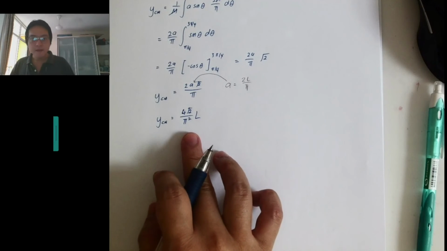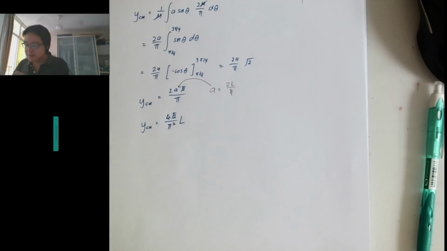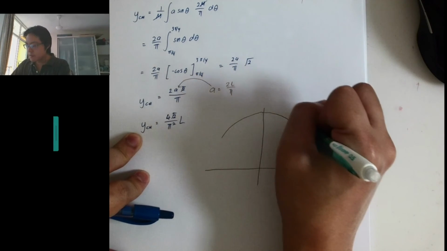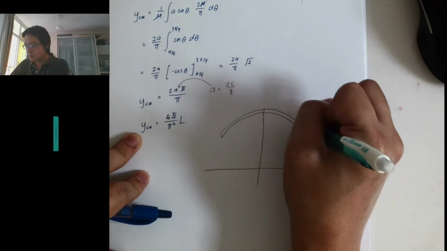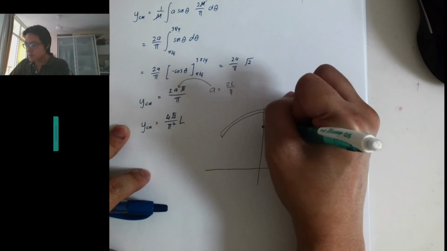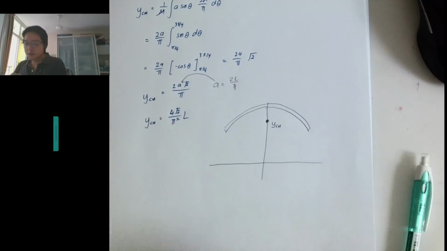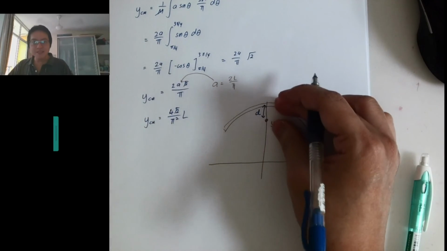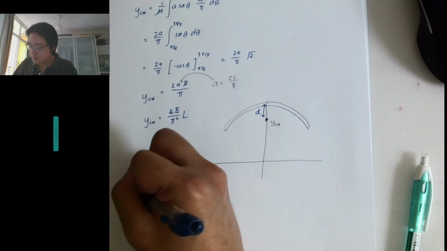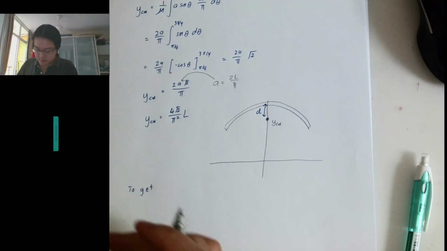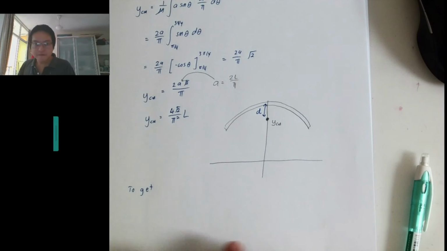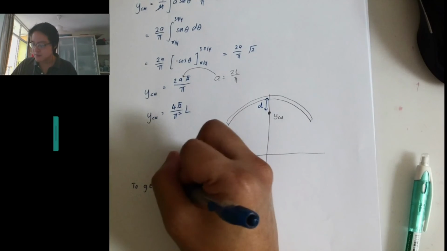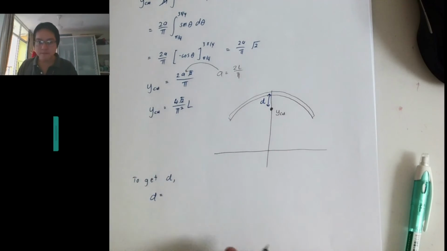Any questions so far? So this is almost done, but this is not what the question is asking for. The question is asking for the distance from the center. What we have found is the YCM coordinate, which is given by this. Yes, this number is really tricky. The question is asking for D. So to get D, meanwhile, let me finish this first.